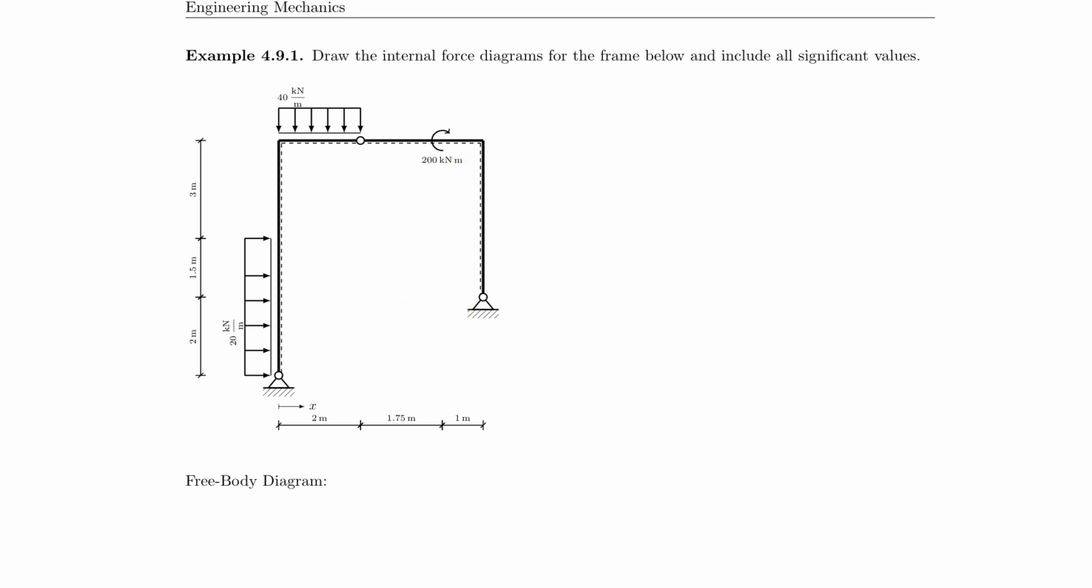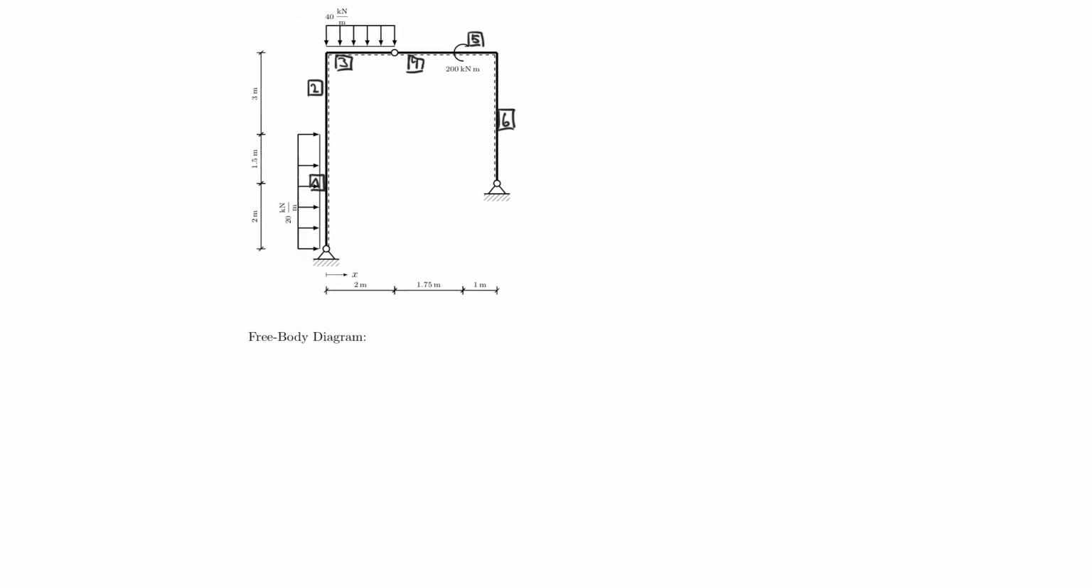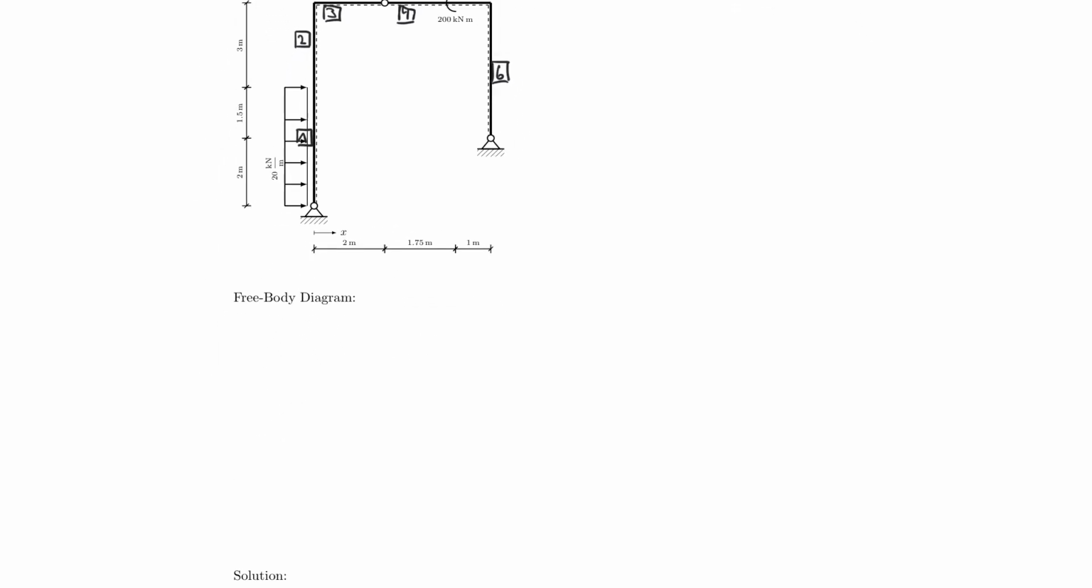So the first thing I should do is give myself an identity, so I probably call this member 1. And maybe I even call this here 2, where the force is not acting. And then I have 3, 4, 5, and 6. So I can deal with those. Then the next thing would be to draw my free body diagram. So let's do that real quick.